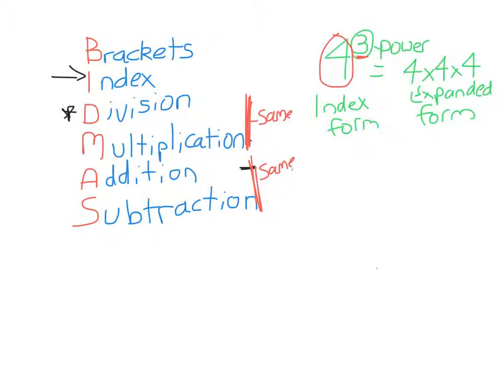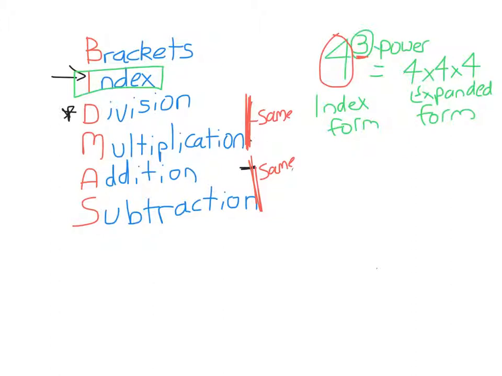So what this index means in the BIDMAS charts is that I raise to powers. I do raising to power before division, multiplication, addition, and subtraction. The only thing that comes before raising to a power is anything in brackets.